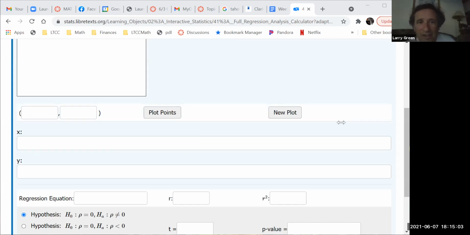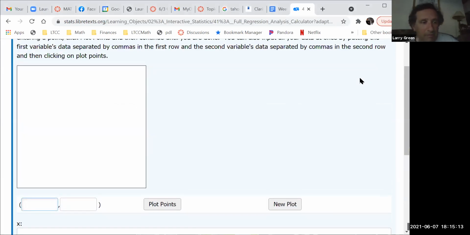Okay, so let's just type them in. And again, I created this calculator, and there's a couple ways to use a calculator. One way is just 1 point at a time, which I think I'm going to do. So we have 36, comma, 6. And I hit plot points. And there we go. It plotted it. And then the next one was 40, 0.